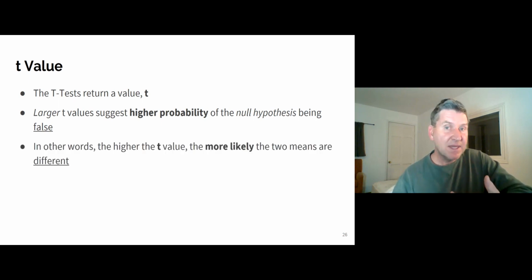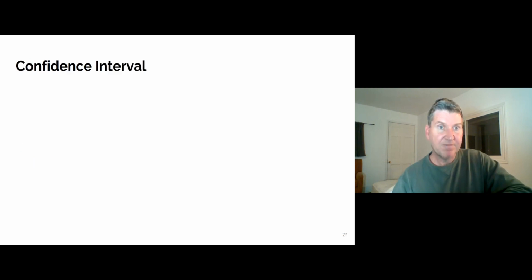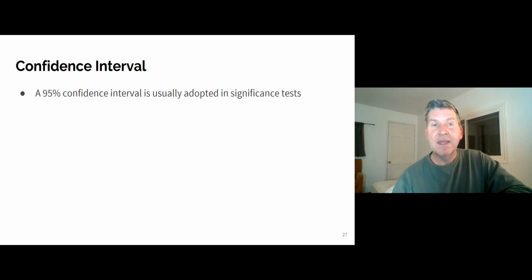So the higher the t-value, the more likely the two means are different. So we need to look at a confidence interval. Normally we use a 95% confidence interval with significance tests. Now again, I rarely see this greater than 95%. I see it smaller, like with medical studies, and in physics they use a really large confidence interval.